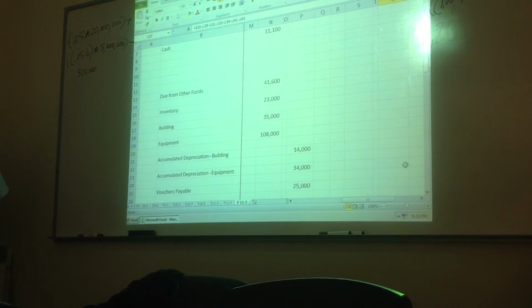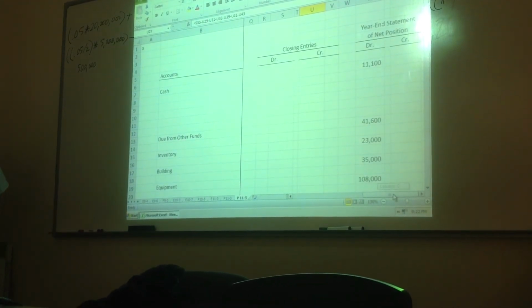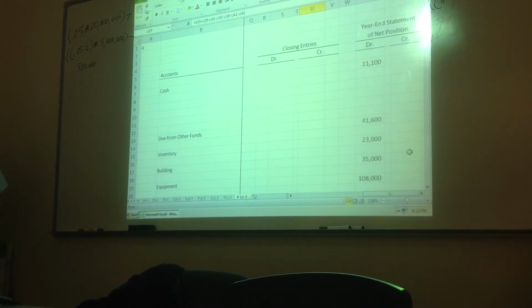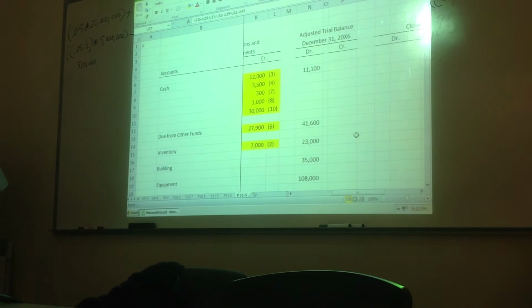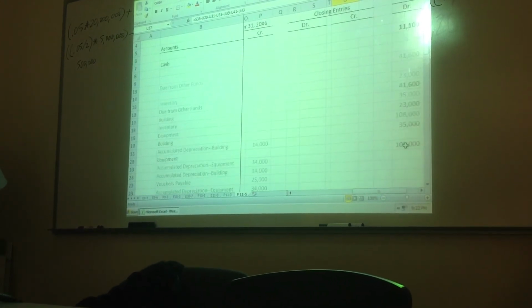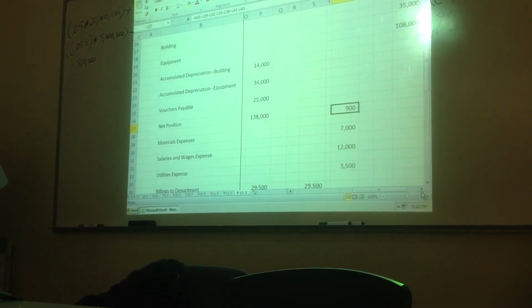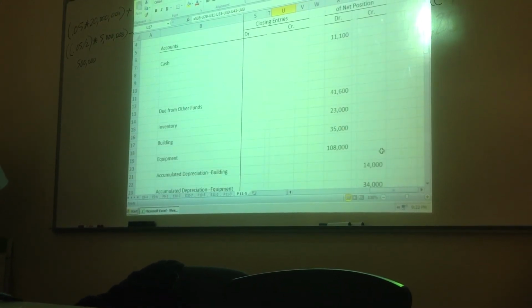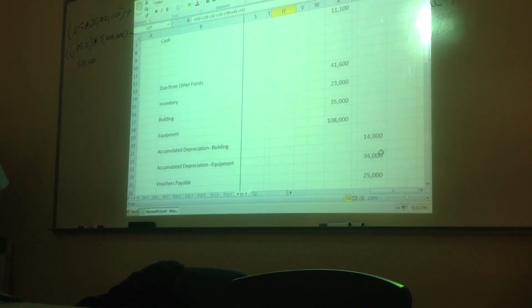Same closing entry we did before. And then your year-end statement of net position, everything's going to be the same as it was in your middle grouping adjusted trial balance, except for net position. Right? Net position is the only thing you change. So it's going to be $900 greater. Okay?